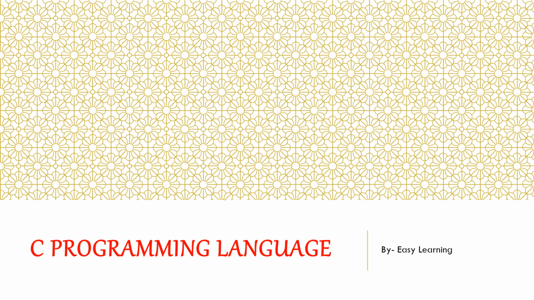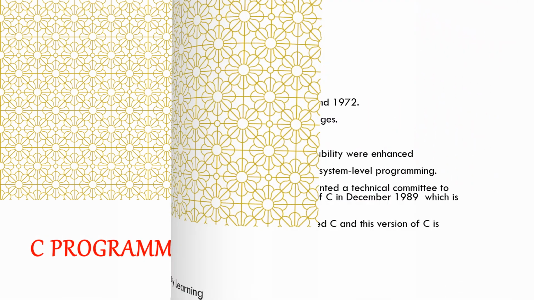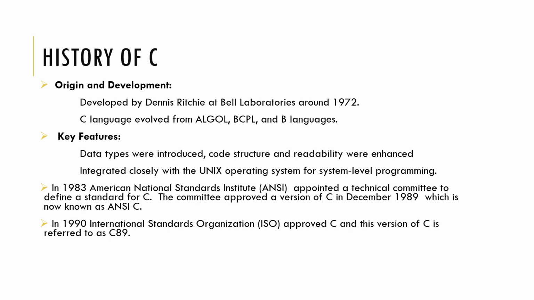Today we are going to do the history of the C language. C language was developed by Dennis Ritchie at Bell Laboratories in 1972. He was a computer scientist and wanted to develop a powerful and efficient language. So he took inspiration from various other languages like ALGOL, BCPL and the B language.